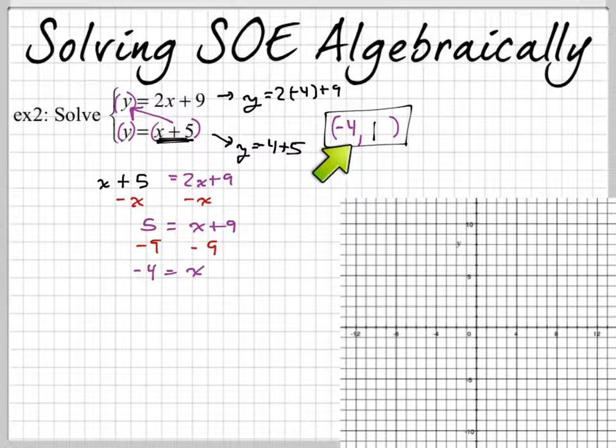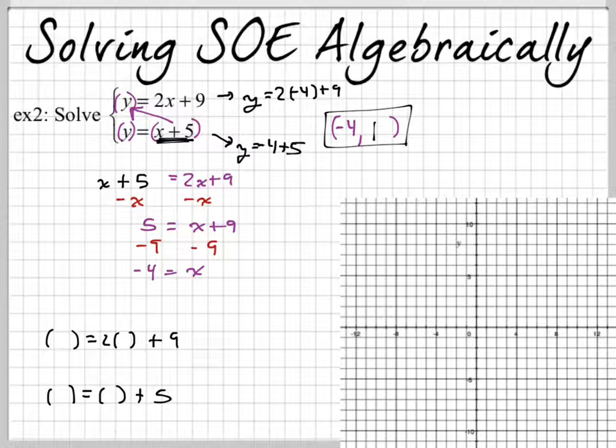Another way to check your answer is by plugging the -4, 1 into this equation and then into this equation and seeing if it works for both of them. That's how you know for sure if that's your answer. And the way you do that is just by going, let's see, y equals 2 times x plus 9, and the other one says y equals x plus 5. So let's plug it into these.